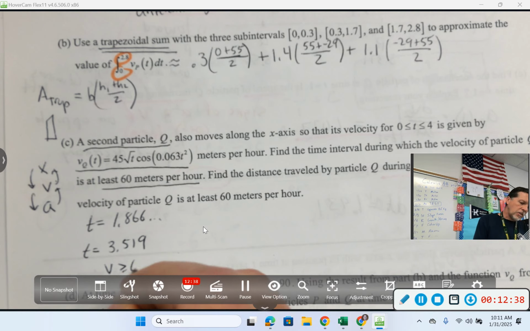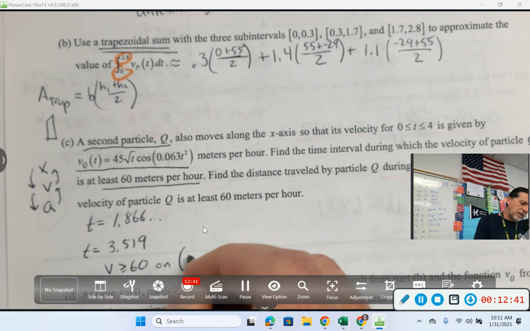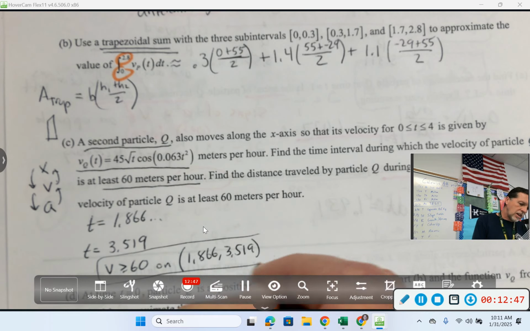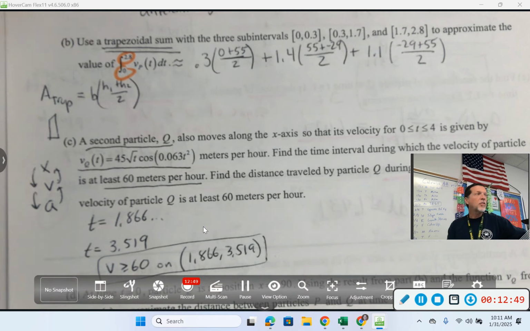Okay, so V is greater than or equal to 60 on 1.866, comma 3.519. So there's my first part of that answer.